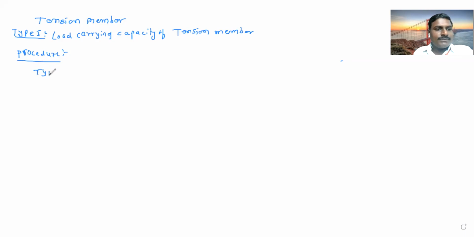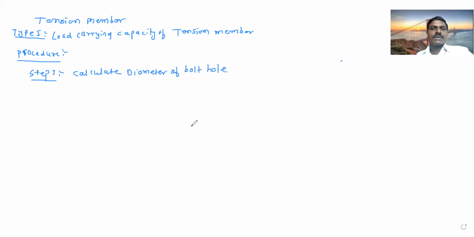Step 1. In this step 1, we have to calculate the diameter of bolt hole, that is nothing but DH.